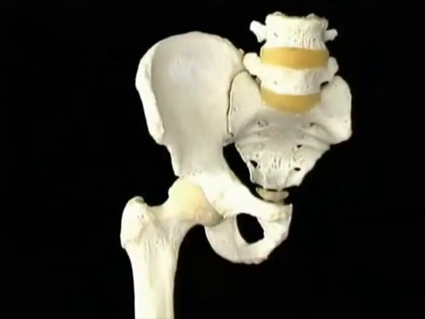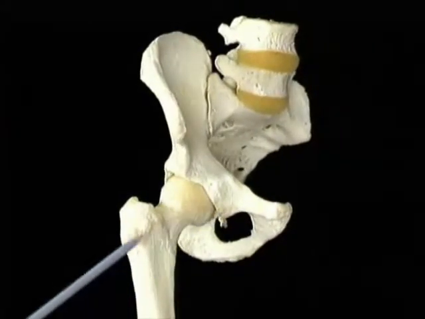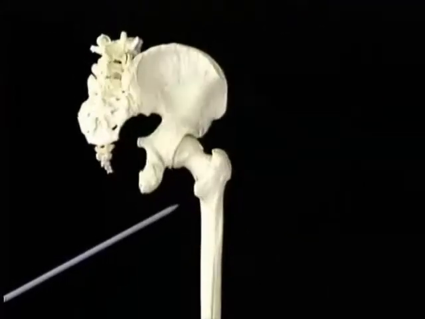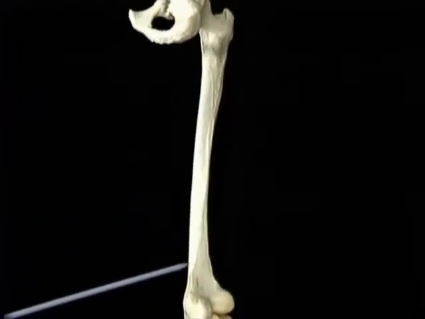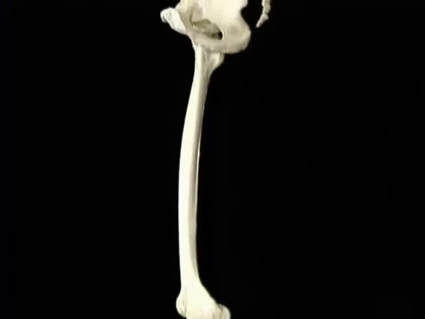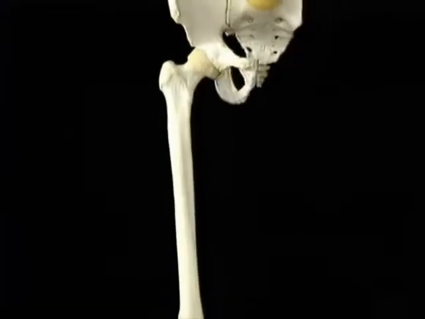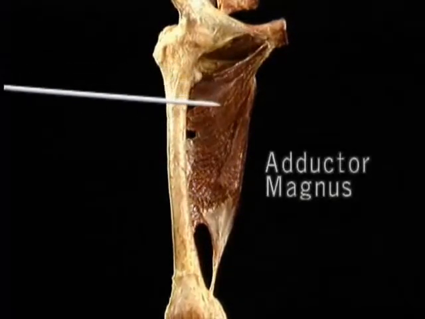The adducting muscles all arise from this region on the ischium and pubis. And they're all inserted along this line. The lowest one, gracilis, right down here on the tibia. Let's start with the named adductors. Here's the largest of them, adductor magnus.